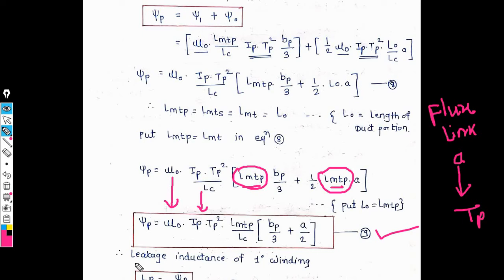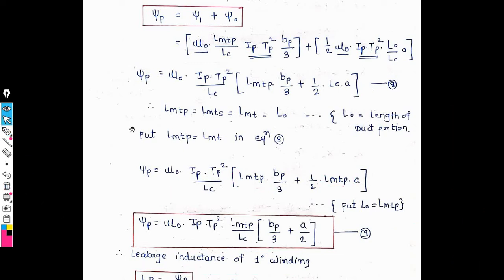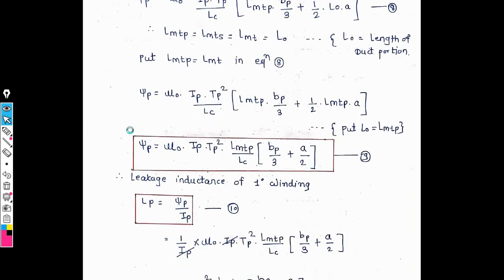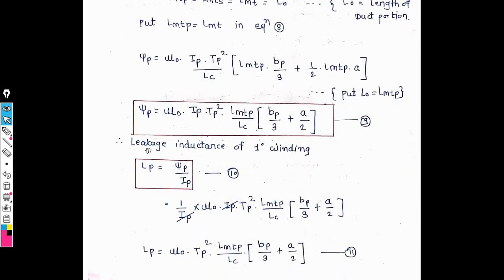Next we have to find the leakage inductance of primary winding. We have to calculate the leakage inductance, that is LP. The formula is LP is equal to psi p upon IP. Then put the value of psi p in this equation, that is put equation number 9 in equation number 2.